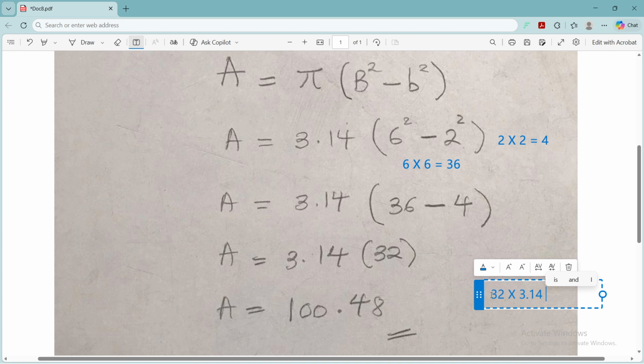Our final answer is 100.48. So that's it.